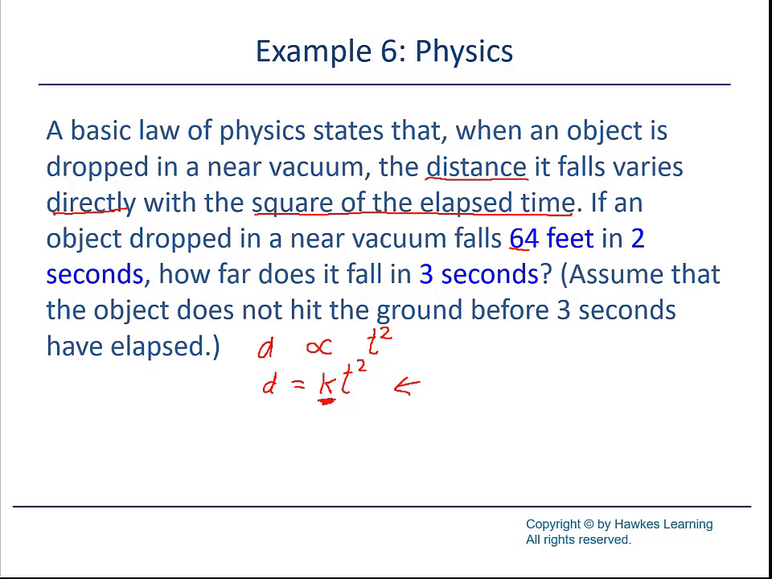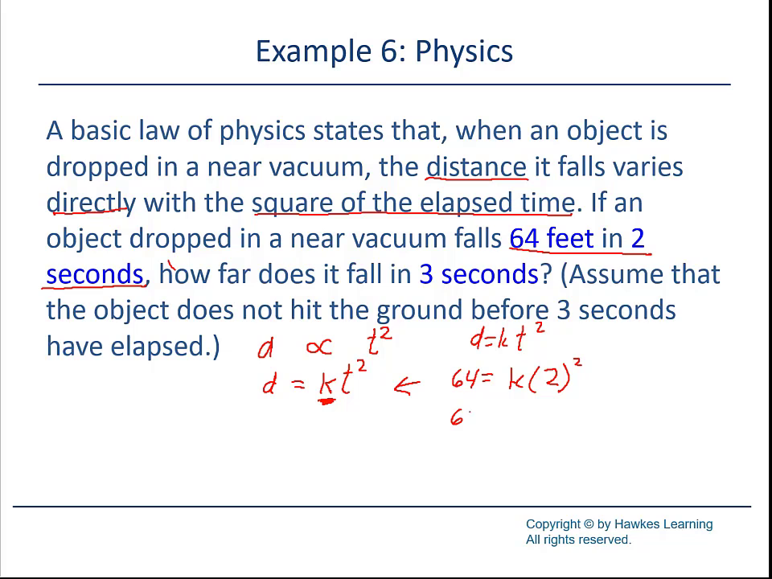You're given that 64 feet is how far it falls in 2 seconds. Those two values go together. So you can take this d equals kt squared and put those values in there. So 64 feet is how far it's going to fall if it falls for 2 seconds. Putting those two related values into that generic equation allows you to find out what k is.